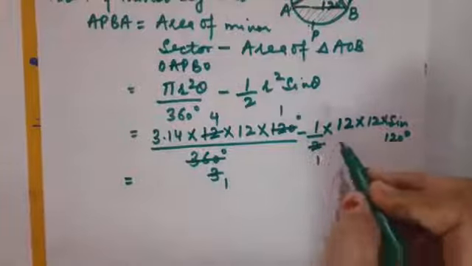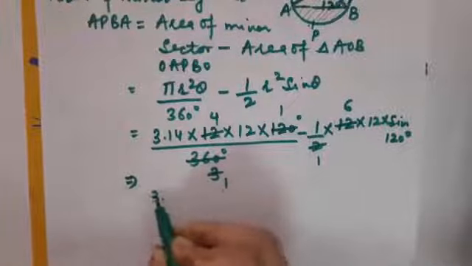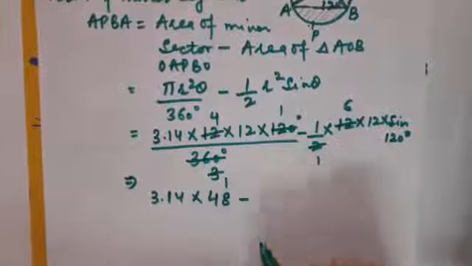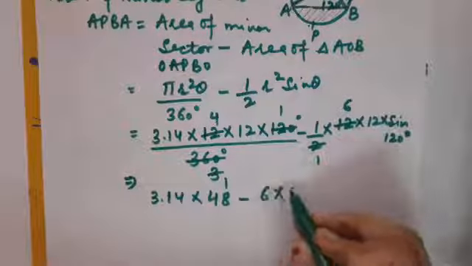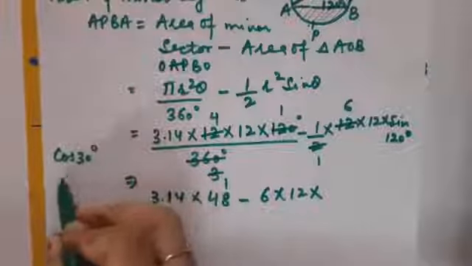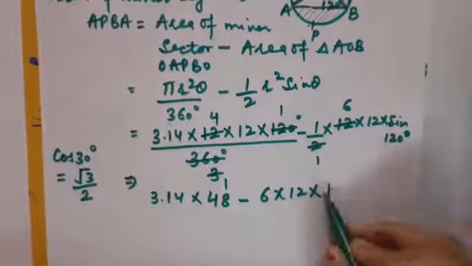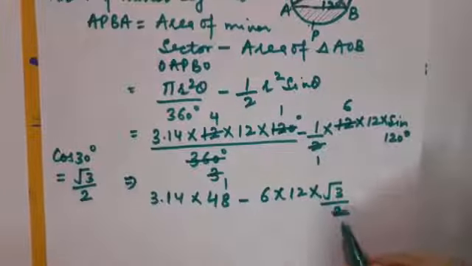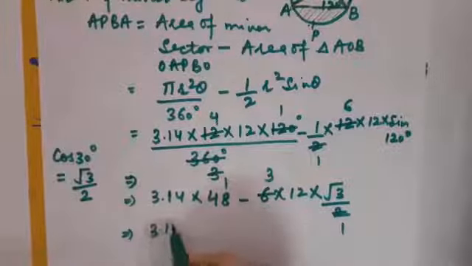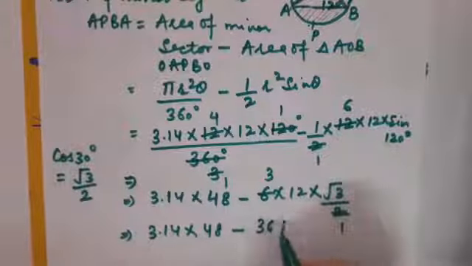Here also you can cancel. This is 1s are, this is 6s are. So what is left? We are left with 3.14 into 12 fours are 48 minus 6 into 12 into cos 30. Children, you know the value of cos 30? Cos 30 is nothing but sine 60, so this is root 3 by 2. Here I am writing root 3 by 2. This is again going to be cancelled. It would become 3.14 into 48 minus 12 3s are 36 root 3.